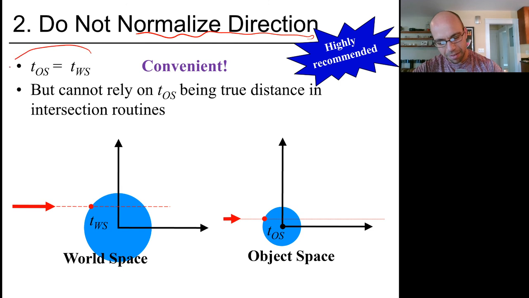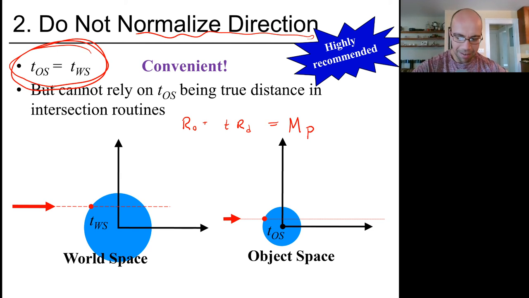And in that case, here's the kind of amazing thing that happens: the t value actually doesn't change. Let's see if we can see that. Remember that our ray looks like ray origin plus t times ray direction. And eventually, this is going to look like M, which is a transformation, times some p on the surface. What did we do in our code? Essentially, we just took this expression and multiplied both sides by M inverse.